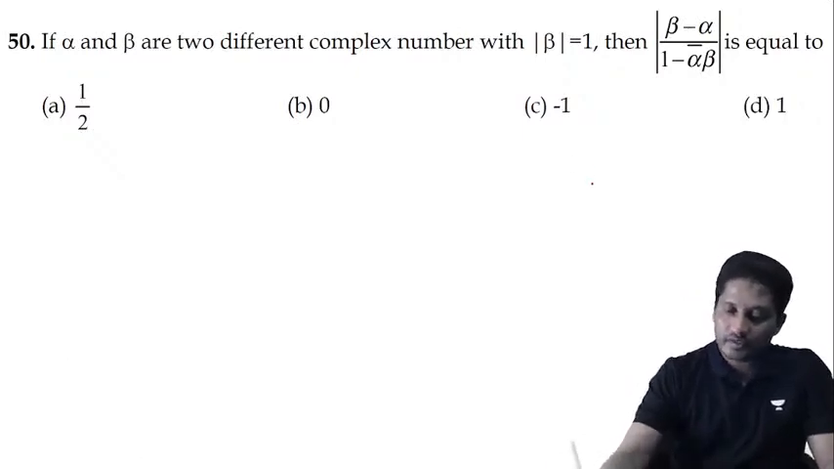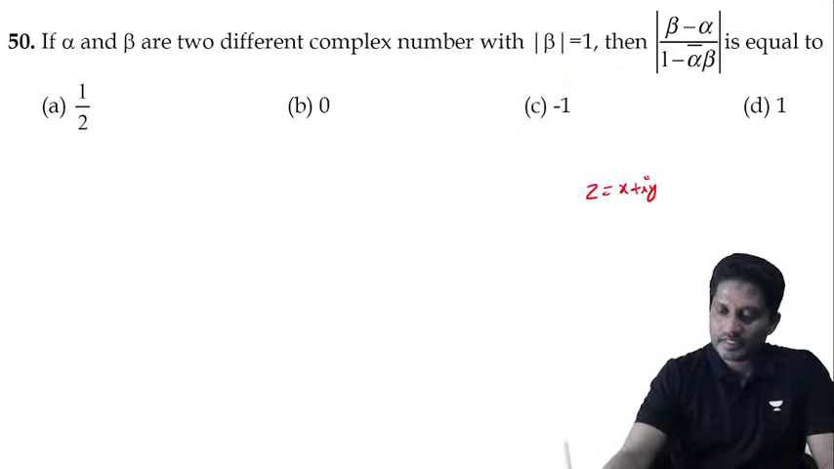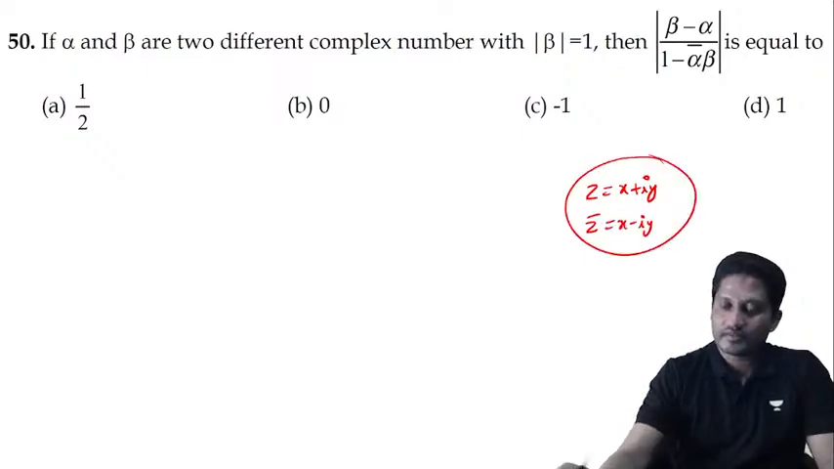Right? We know this: suppose z is equal to x plus iy. Any complex number z is equal to x plus iy, z bar will be equal to x minus iy. That is the conjugate of a complex number.